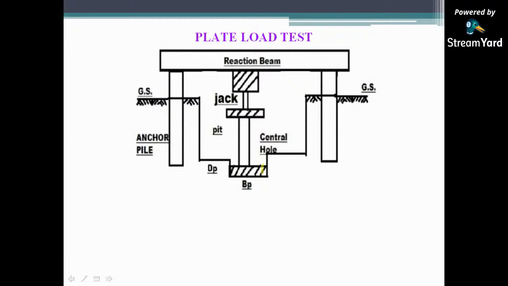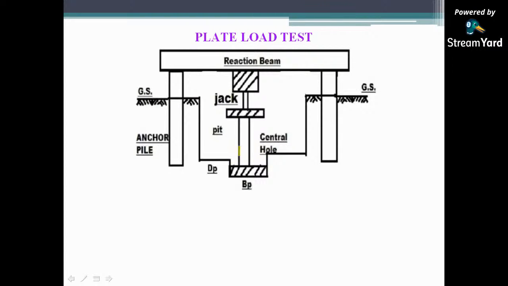So there is a steel plate. It may be circular, square, or rectangular, with a dimension from 30 centimeter to 75 centimeter. So minimum is 30 centimeter and maximum is 75 centimeter. A hydraulic jack is attached here. Here again a wooden platform, again a jack, and again a wooden platform is there. Reaction beam is kept here and the loading is kept on this reaction beam. This is your ground level and this is your pit.